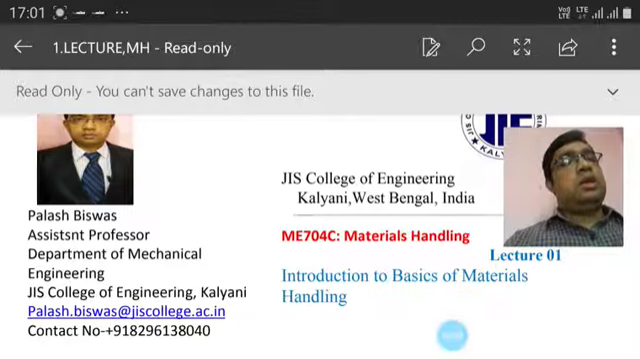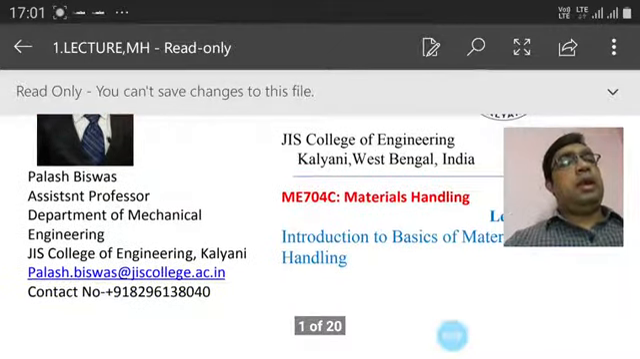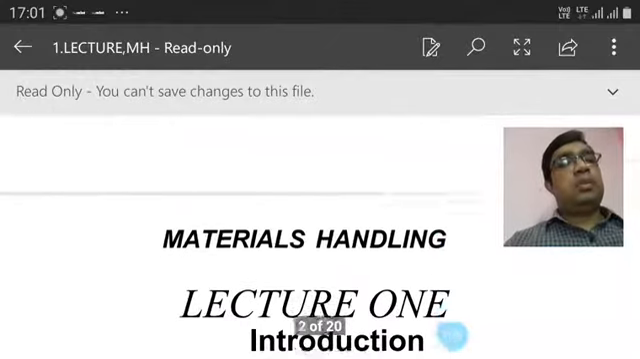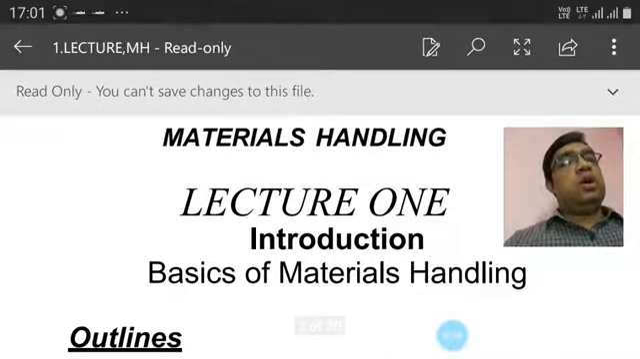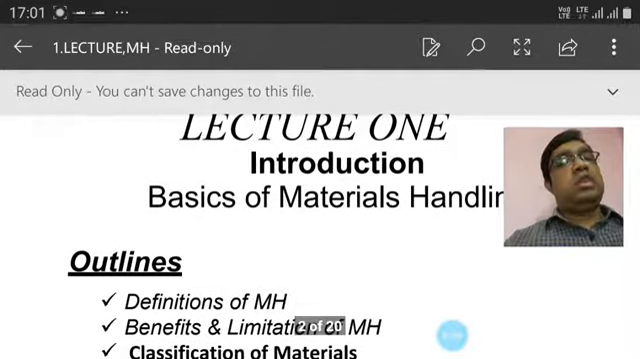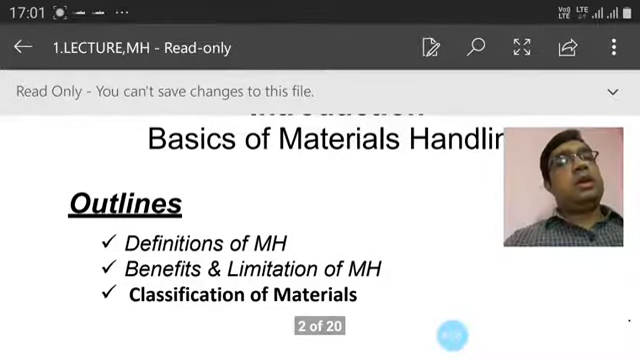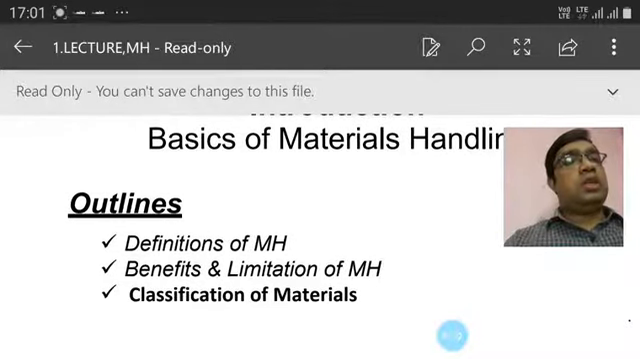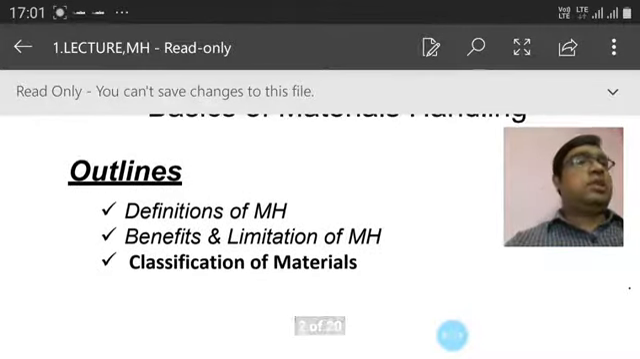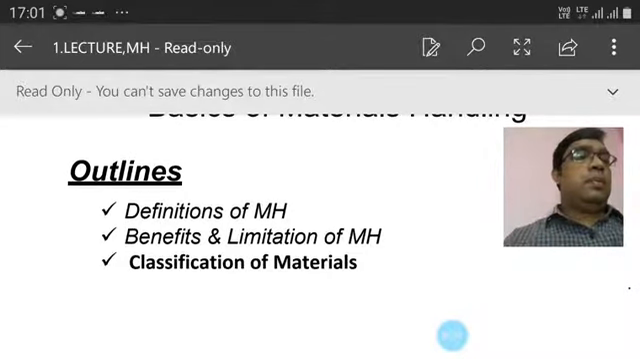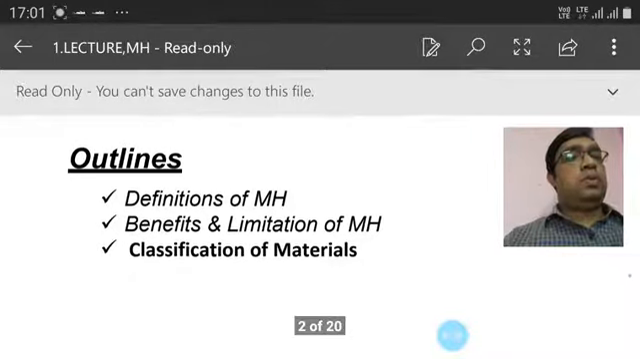Today we discuss the introduction to basic materials handling: the outlines of this subject, the definition of materials handling, the advantages and limitations of materials handling, and the classification of materials. The syllabus of this subject is also given on our departmental website.